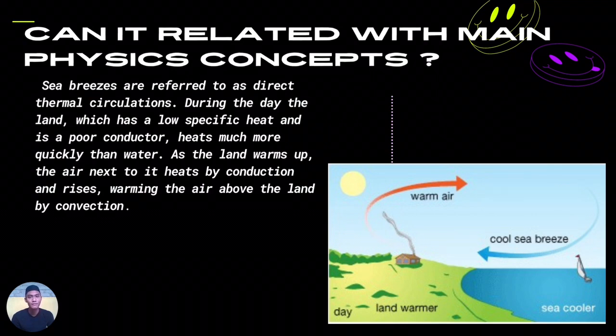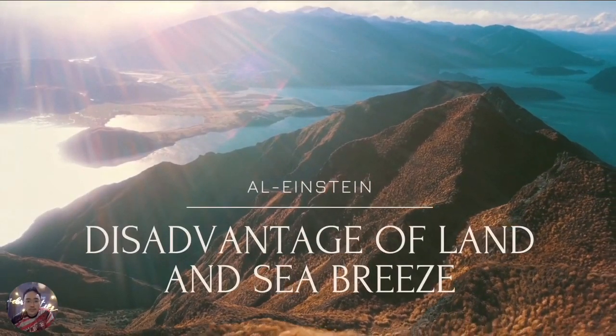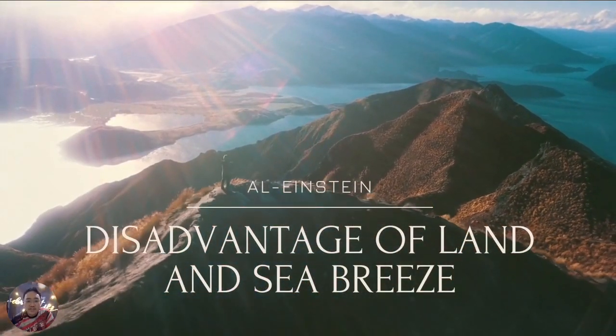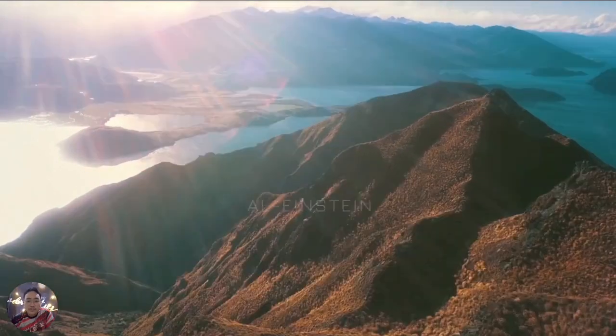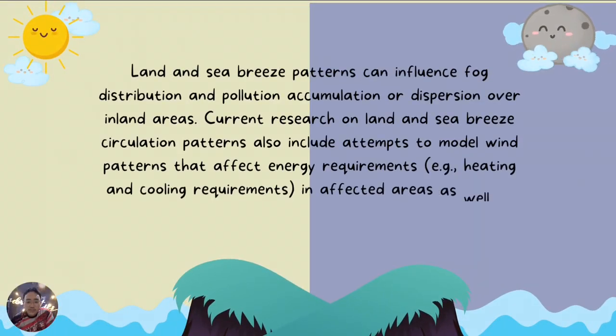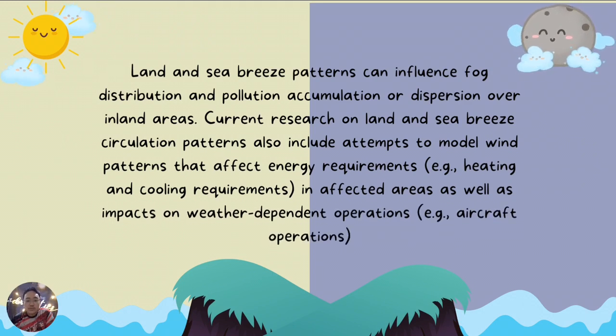That's all from me. So I will continue the presentation, and my topic is about the disadvantages of land and sea breeze. Land and sea breeze patterns can influence fog distribution and pollution accumulation or dispersion over inland areas. Current research on land and sea breeze circulation patterns also includes attempts to model wind patterns that affect energy requirements such as heating and cooling requirements in affected areas, as well as impact on weather-dependent operations such as aircraft operation.